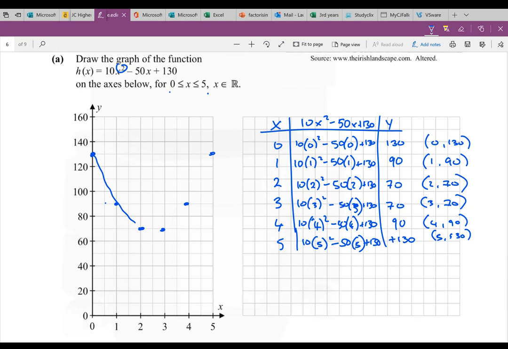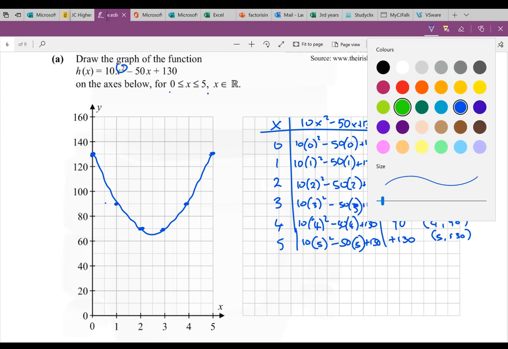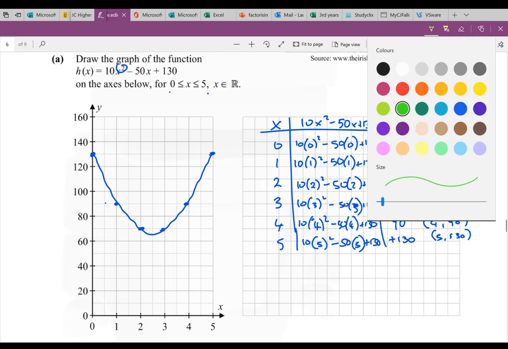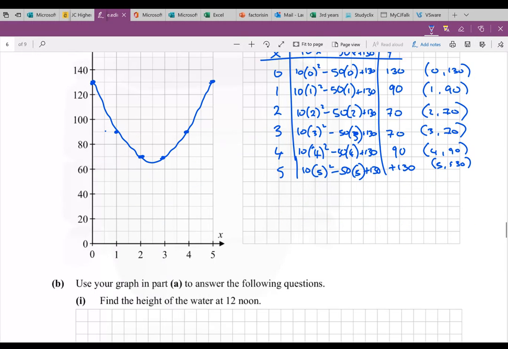Now it's a curve, so it keeps curving down. What I don't want to see is flat lines here. There should never be flat lines there. It's a curve. Okay, then I have the questions.